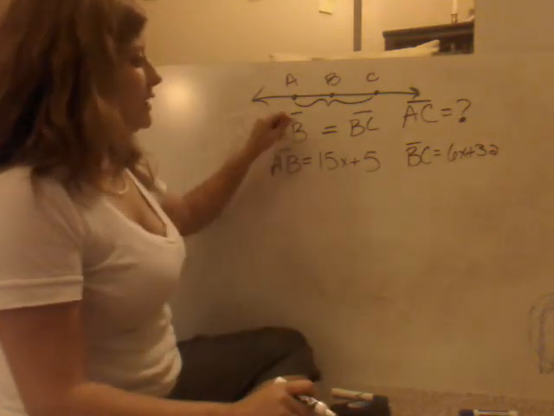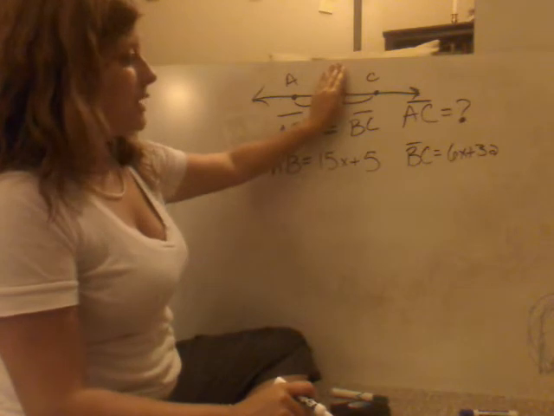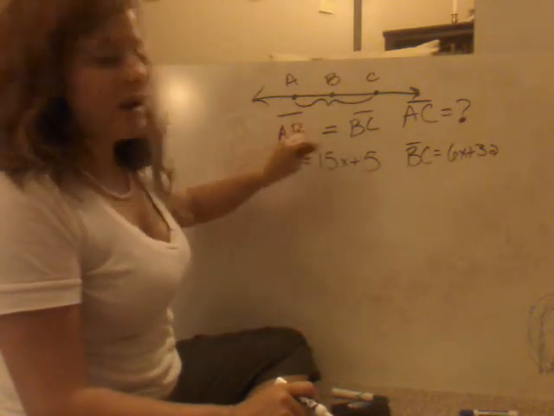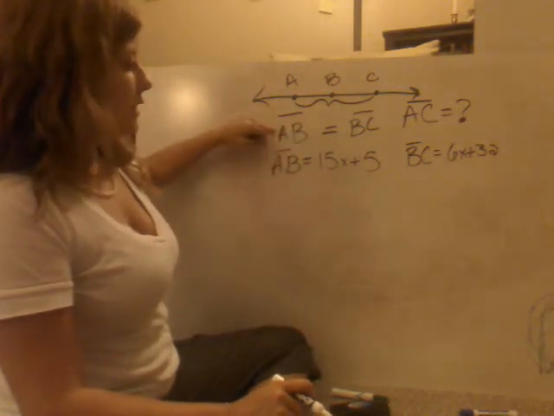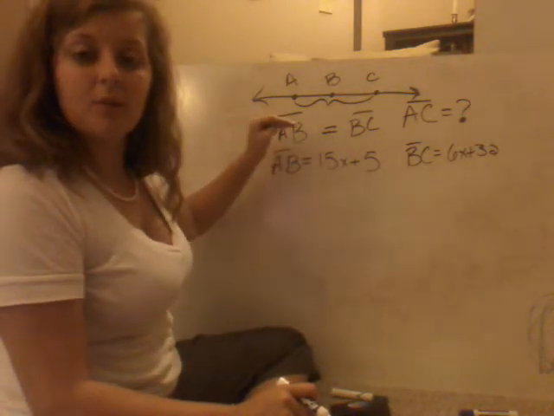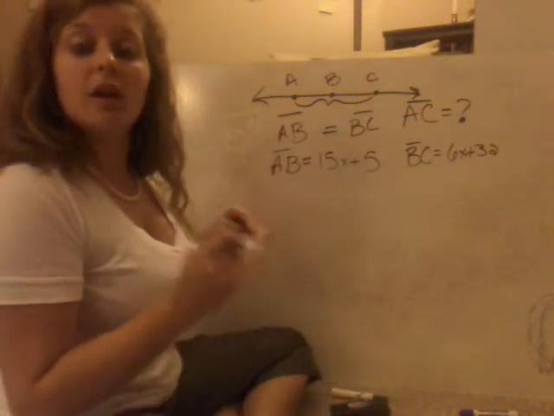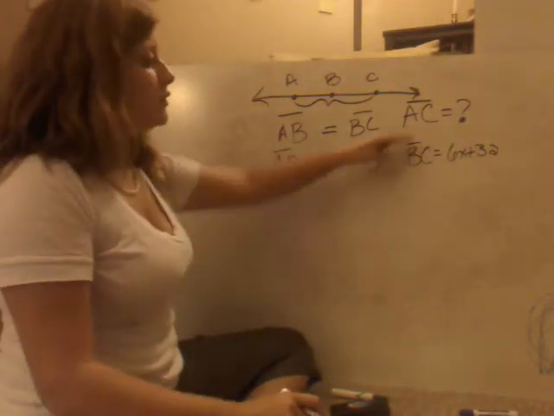Alright, what I want to know is the total length from segment A to C. So if I took out this B right here, I want to know how long that is. Now I give you B, and I tell you that A to B is equal to B to C. So the segments AB and BC are equal in length. Whatever length that may be, they are the same in length. And I want you to find the total.